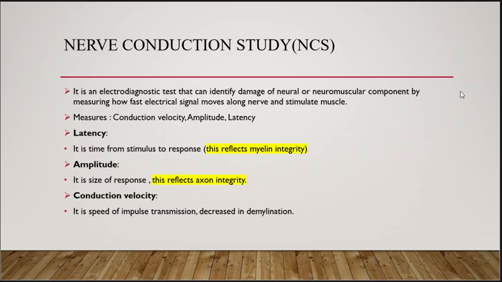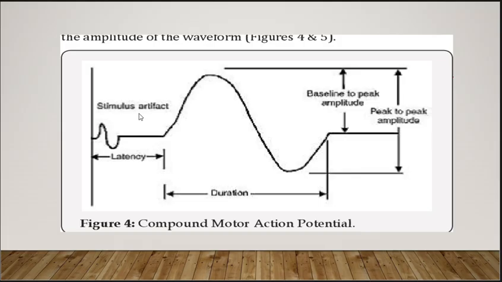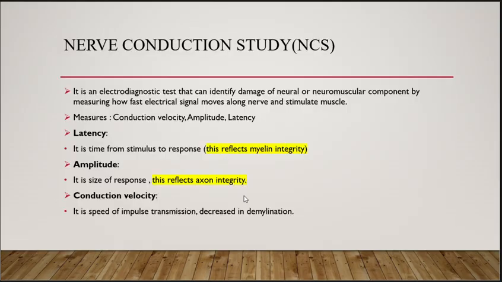Now I would like to say a few things on nerve conduction study. On nerve conduction study, we usually measure conduction velocity, amplitude, and latency. This measures sensory and motor responses, where latency is the time from the stimulus to the onset of the action potential, whereas amplitude is the height of the wave, which reflects axon integrity. Latency reflects myelin integrity, whereas amplitude reflects axon integrity.